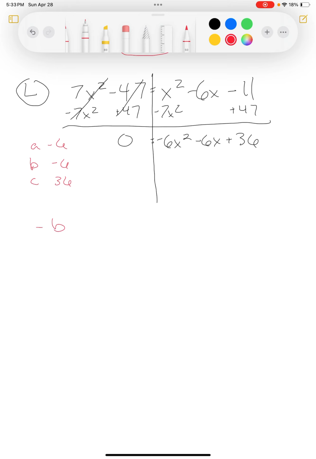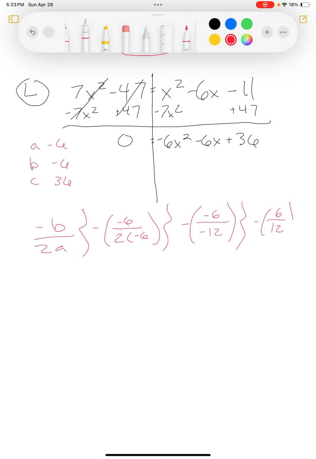So again, let's first start with our -b over 2a piece. It's going to be negative. My b value is -6 over 2 times an a value of also -6. So again, I'm going to start by simplifying that parenthesis piece first. So I've got this negative sign out in front. I've got -6 over -12, which becomes 6 over 12, because a negative on top of a negative. So this is -6 over 12, because again, I've got a negative out in front. So the fraction itself is -6 over 12, or -1/2.